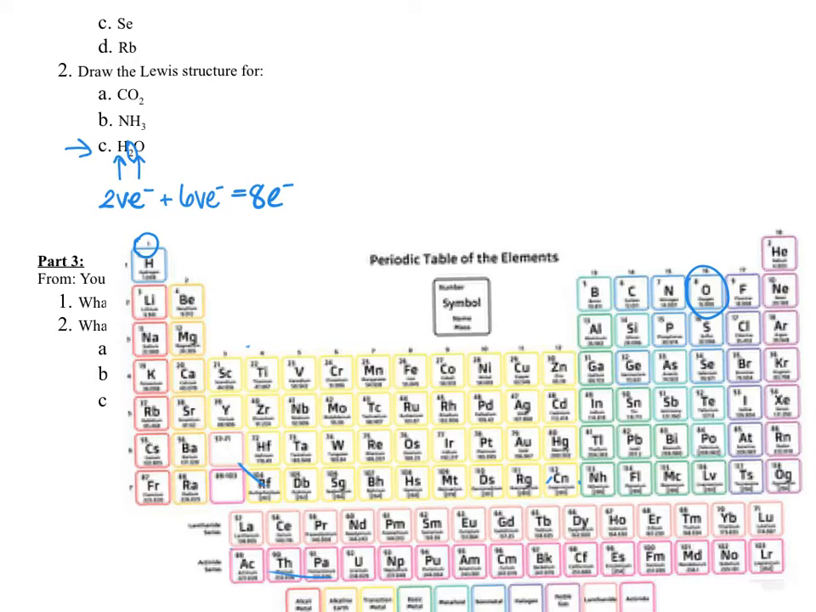So in order to build the structure, the first thing that I need to do is to determine what is going to go in the middle, so what's going to be my central atom. A good rule of thumb to use is that the atom that is the most unique in the molecule is going to go in the center. So in this case, oxygen, there's only 1 of them, and there are 2 hydrogens. So that means oxygen will go in the center, and the hydrogens will go on the outside of the oxygen.